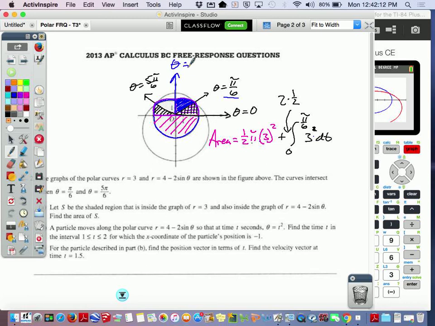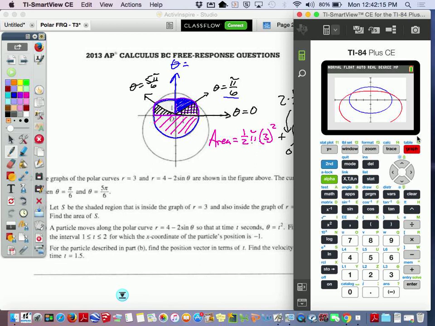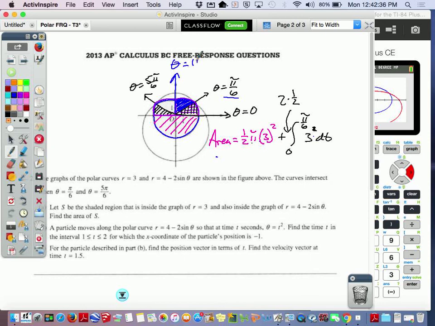I'm just going to verify that real quick on the graph, which I have up here. I graph the two functions. I'm going to hit trace, but I want to make sure I'm on the 4 minus 2 sine theta, and I'm just going to arrow over until we get to that y-axis. See where we're at. And it looks like it's at 90 degrees, which is pi over 2. So it's always important to verify. Don't assume that that radian value is going to be what it looks like.